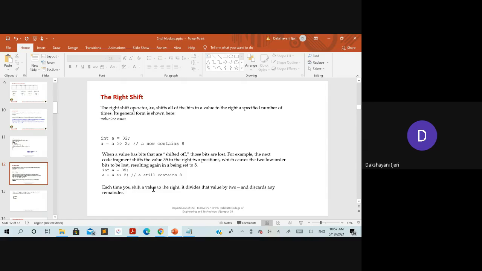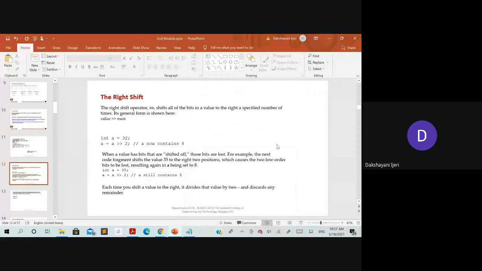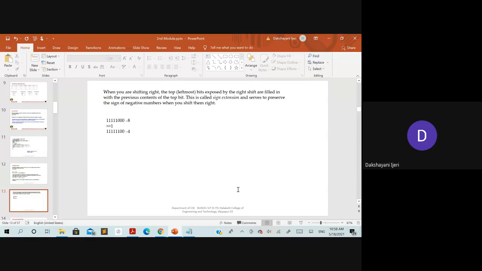So each time you shift a value to the right, it divides the value by 2. One thing you can observe here is that whenever you do right shifting, no matter which integer you take, not only 32 to 35, you can experiment with any integer of your choice. Once you do the right shifting by the value 2, in general you can observe that it is going to divide the integer exactly by 2. Okay. So we'll see what happens if you do the same operation with a negative number here.